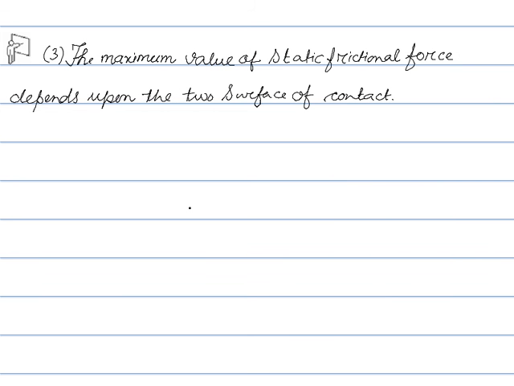The maximum value of static frictional force depends on the nature of the surfaces in contact. Suppose this is the table given. Now if we take a block with a very smooth surface in contact with the table, then the frictional force will be less. But if we change the block and take a rough surface, then the frictional force also changes. So this frictional force depends on the nature of the two surfaces in contact. For a smooth surface, less frictional force will act, the maximum value of static friction will be less. For a rough surface, the maximum value of static friction will be more.